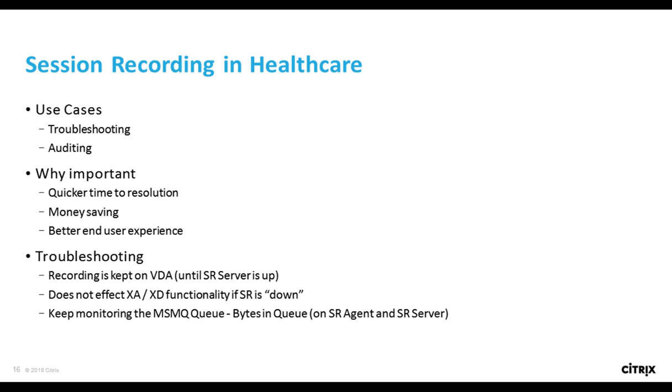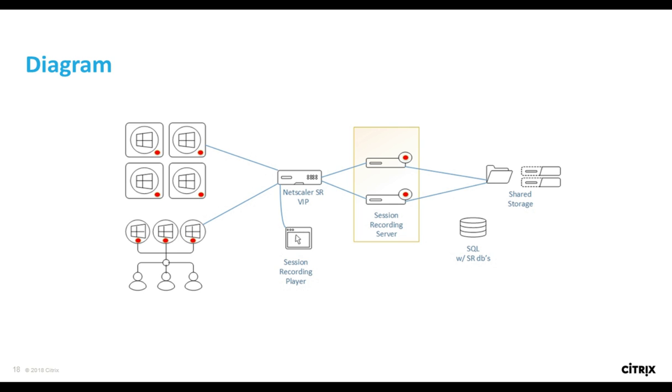In case issues do happen, session recording issues will not cause a pod or a site outage within your environment. And in case the session recording server is down, the recording will actually be kept on the VDA while space is available. And once the session recording server comes back online, the videos and metadata will be synced back to the database and shared storage. Also, just to make a note that IOPS and the size of these recordings will be dependent on the session workload, the application you're running, and the graphics mode that is configured within your environment. Just a suggestion: I would suggest monitoring the MSMQ buffer on the VDA and the session recording server to ensure that there are no bottlenecks and no data loss while recording the session.